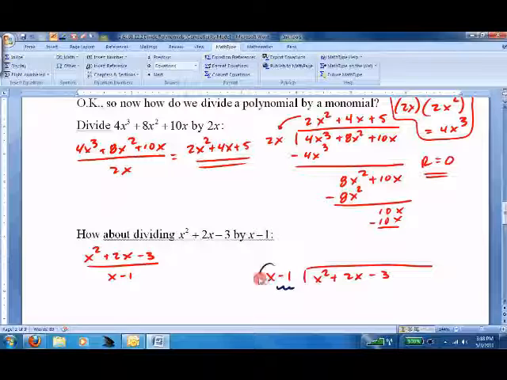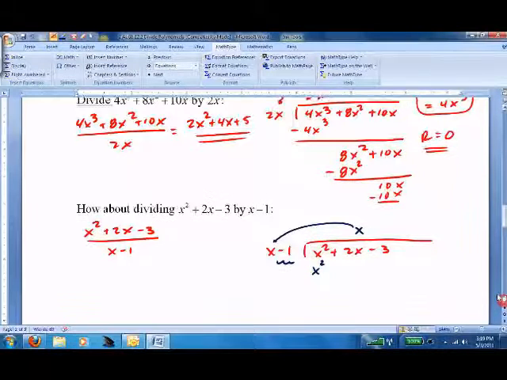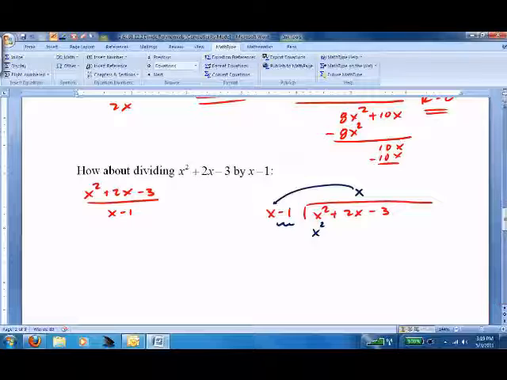What times x equals x squared? Well, x. So let me try it. And it goes here because it's got to have the same power. They're 1 over 1. And let me multiply it. x times x is x squared. Good. That's what I wanted. But I can't forget about the other piece. x times negative 1 is negative x.